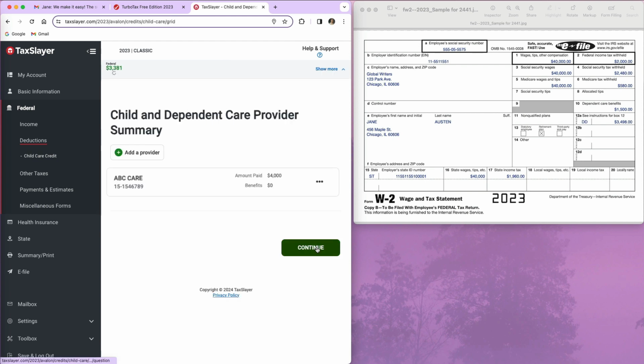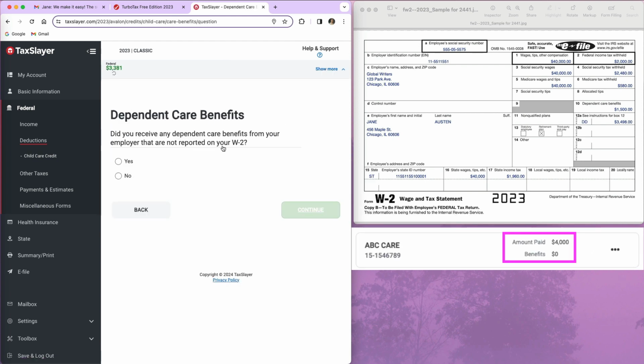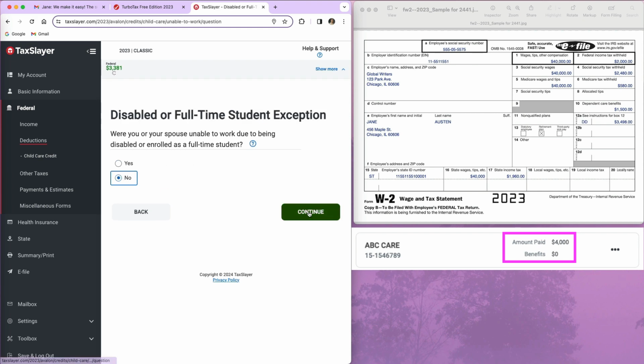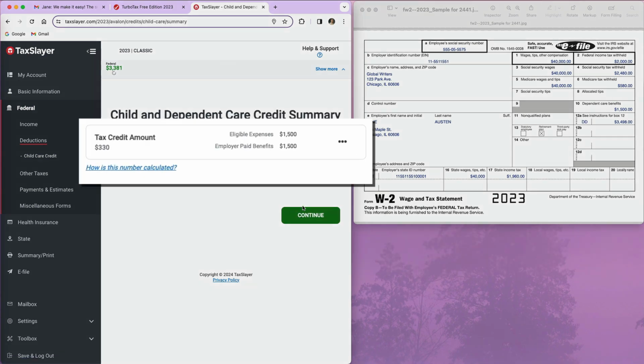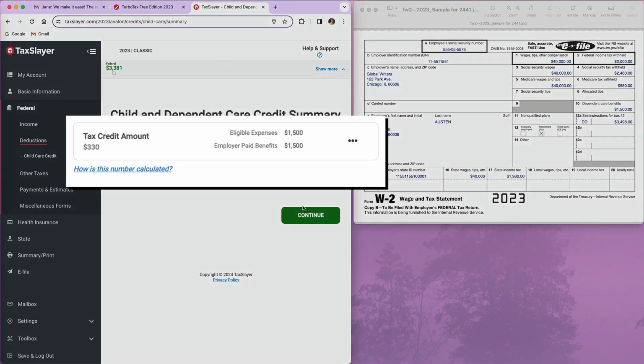Notice that at this point, the total benefit is showing 0 because we have to answer a few more questions regarding how much of a benefit was available to us from our employer. Once I do that, I can see that the $3,000 of maximum qualified expenses have been reduced by the $1,500 in box 10 of my W-2. That amount is then multiplied by a percentage based on Jane's adjusted gross income. So her total non-refundable credit is $330.